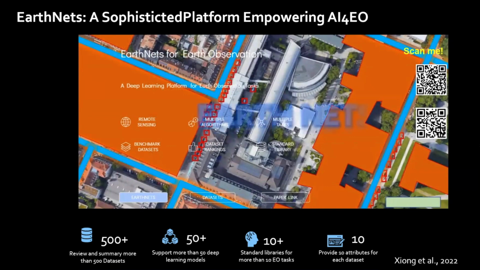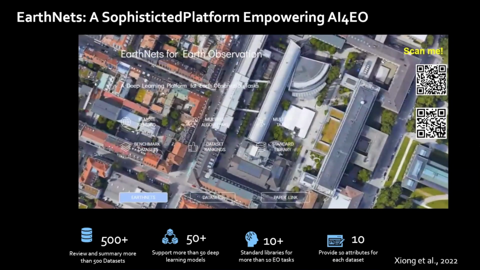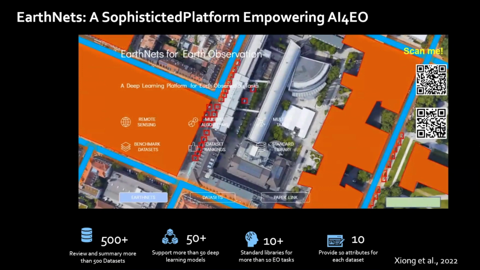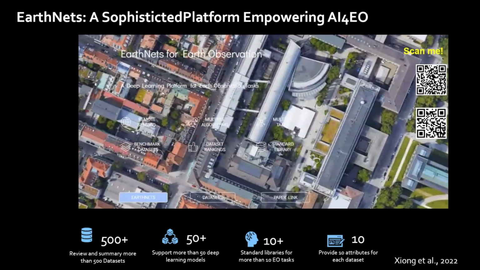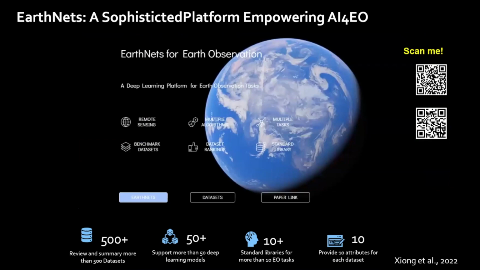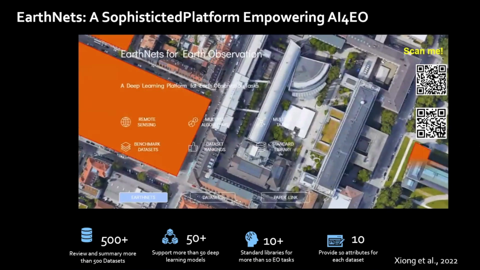It's also an effort led by Zhitong. We compiled a platform called EarthNets, where we have reviewed and summarized all the datasets we could find in the community. We also support more than 50 state-of-the-art deep learning models and provide libraries for more than 10 EO tasks. And we have used an NLP-integrated approach so that you can see the attributes of each dataset, meaning that if you have any application you need to work on, this would be a good starting point to get an understanding of what is already there, so that you don't have to label your data from scratch like we did maybe 10 years ago when we started with AI research.